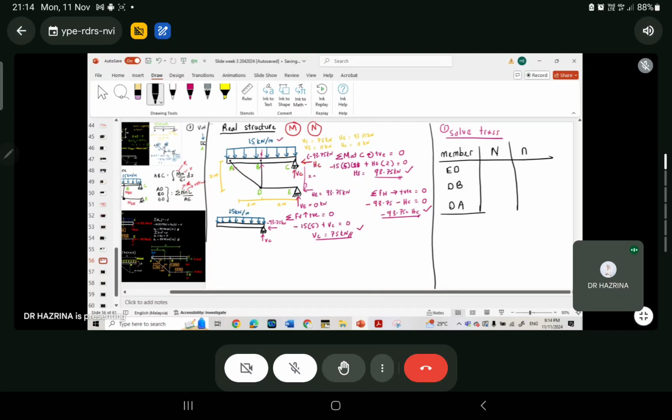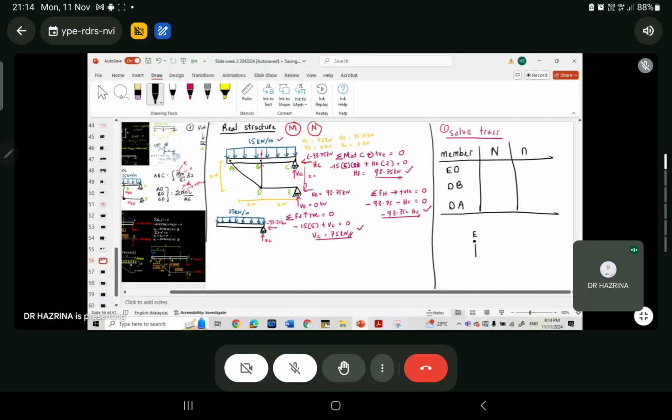Okay, so now what we need to do is find the N value. So how to get the N value? You can calculate with your method of joints. Maksudnya dekat joint E, so you can calculate untuk joint E. Okay, so this is your joint E.